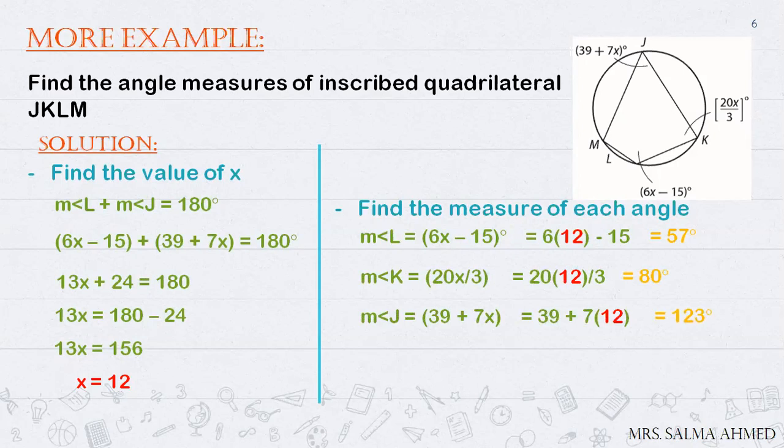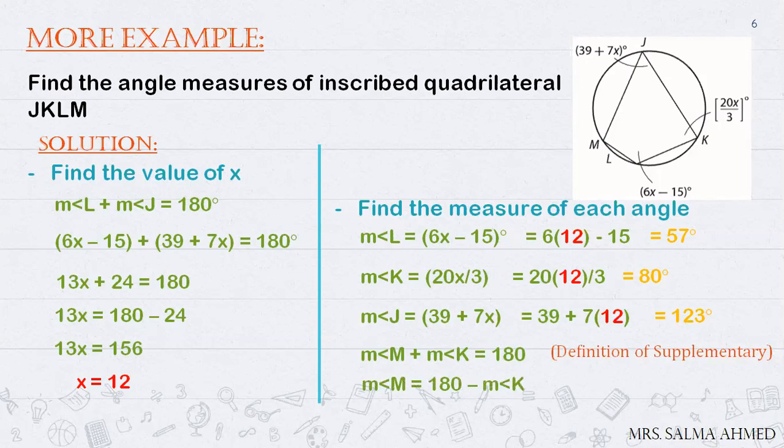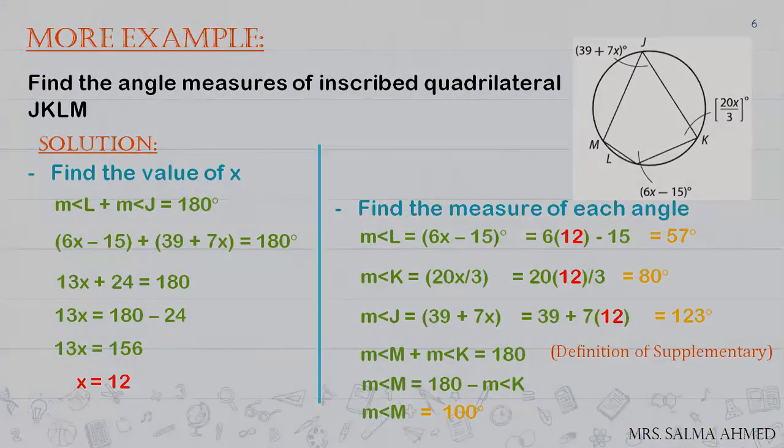And then the same idea from the definition to get measure of angle M by using the theorem, measure of angle M plus measure of angle K, because they are opposite, equals 180. So measure of angle M will equal 180 minus measure of angle K, which is 80, because we got it from the previous steps. So it will be 100 degrees.